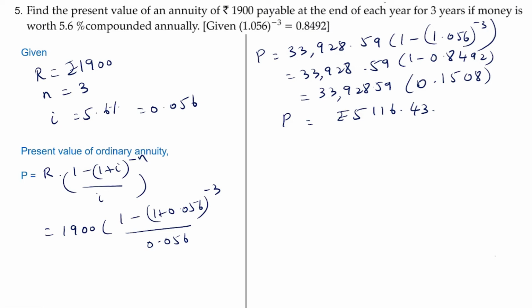Similar question was asked for 2 marks. Here writing the formula for present value of ordinary annuity carries 1 mark. Substituting the values and the final answer carries 1 mark. So total of 2 marks.